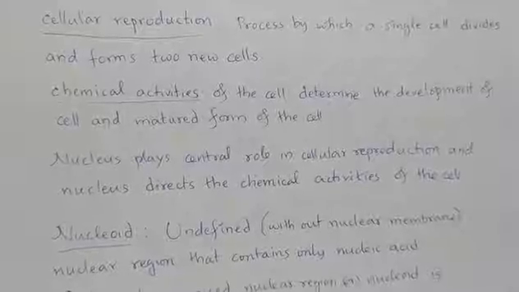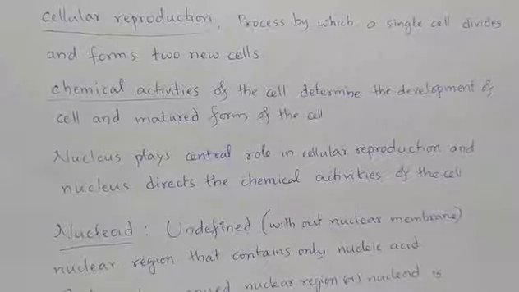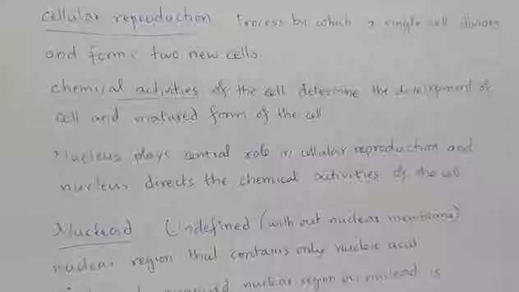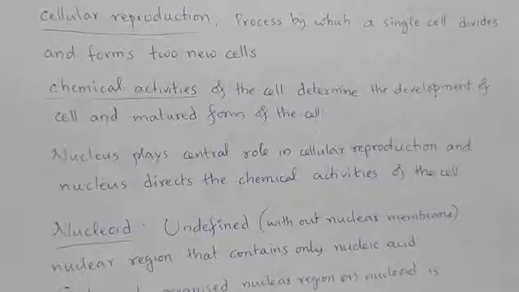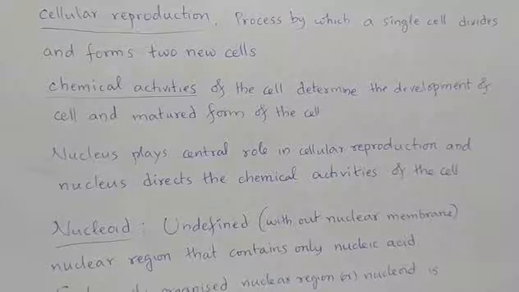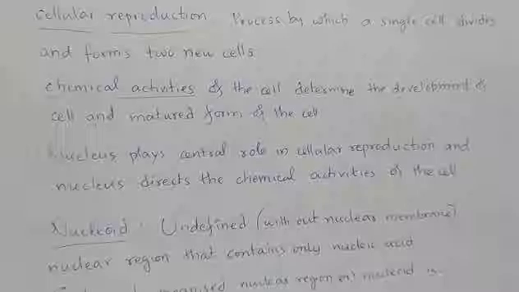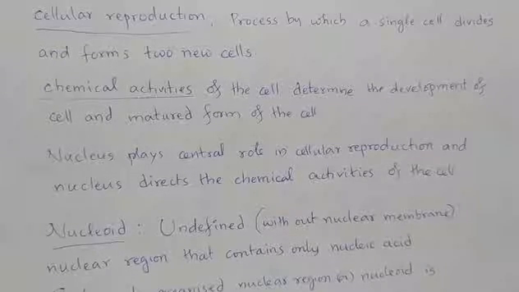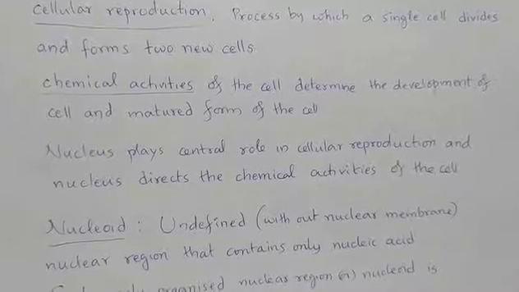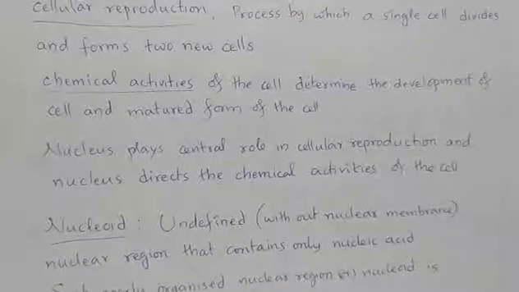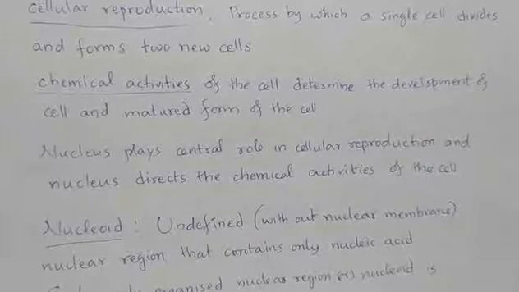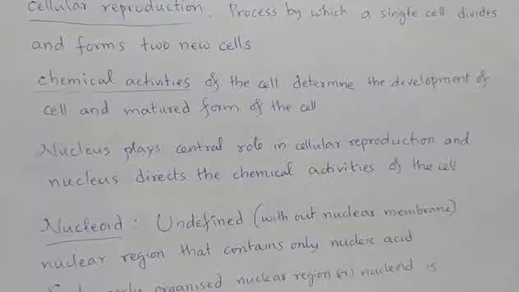There are so many chemical activities that take place inside the cell. These chemical activities determine the development of the cell and make the cell get its form at its matured state. That is, the matured form of the cell and the development of the cell are the result of the various chemical activities that keep occurring inside the cell.